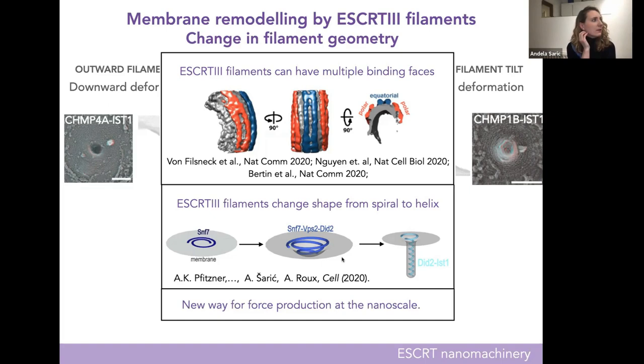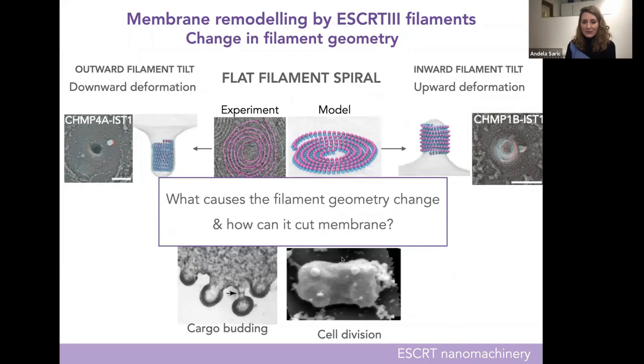And in my opinion, that's a new way to produce forces at a nanoscale, because unlike actin and microtubules that consume energy at the level of individual monomers, here you have a whole dead structure of a certain shape that is then remodeled into a different shape to deform the membrane. But then really the question is, what causes this filament geometry change that I was just talking about, from flat into tilted or from spiral into a helix?